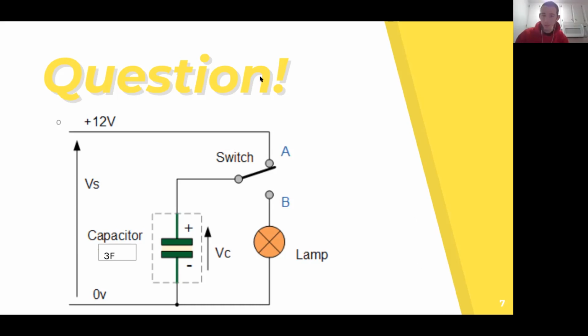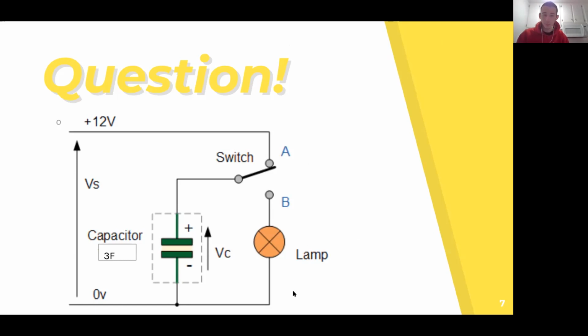A lot of you got both of them right. Let's talk about the first one real quick. When you first switch it into position A, current starts flowing and builds up a charge over time. After a very, very long time, all the charge is fully stored in there. Like we said, once that's complete, the voltage across the capacitor is the same as the applied voltage, so it should be equal to 12 volts.